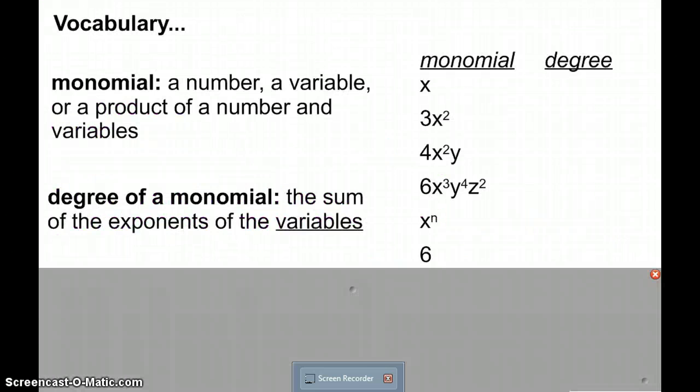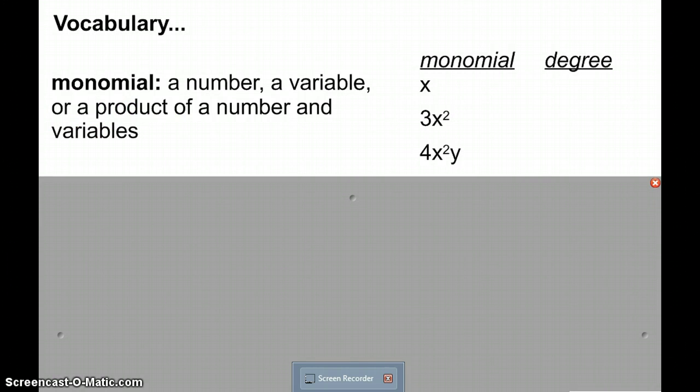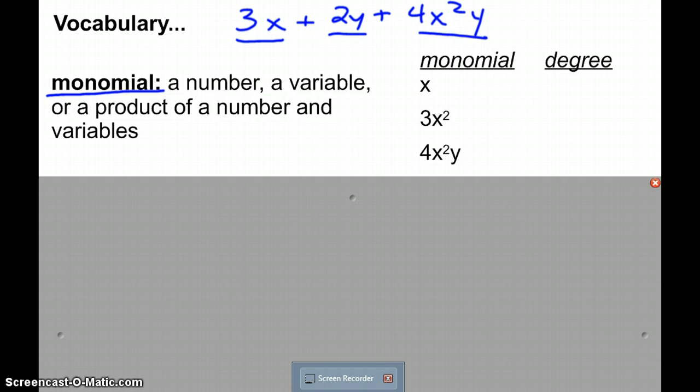As we move forward in today's lesson, there is some vocabulary you're going to be asked to be aware of. The first is a monomial, which is a number, a variable, or a product of a number and variables. Essentially, a monomial is a term of an expression. So in 3x plus 2y plus 4x squared y, each of these terms could be classified as a monomial.